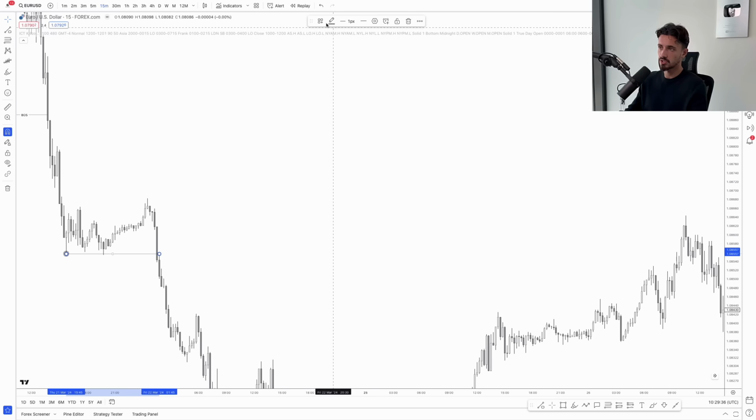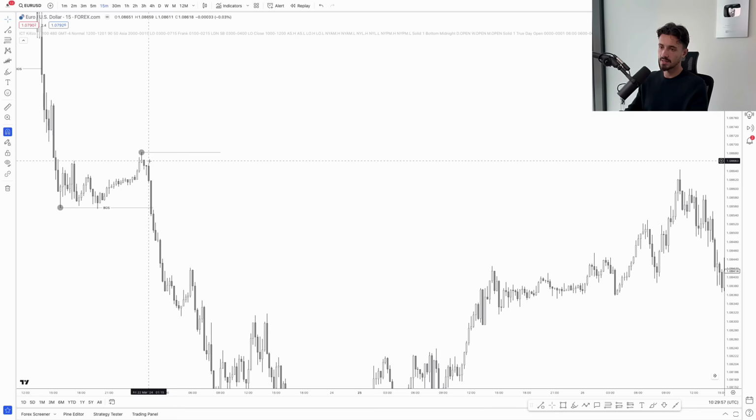And what we can then do is look at where was the highest point before price broke. The highest point is here. So this then becomes our most recent high. So we can keep that on here. And we can see that we broke structure, so we are bearish.